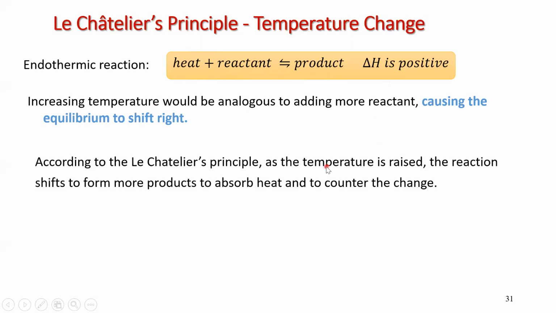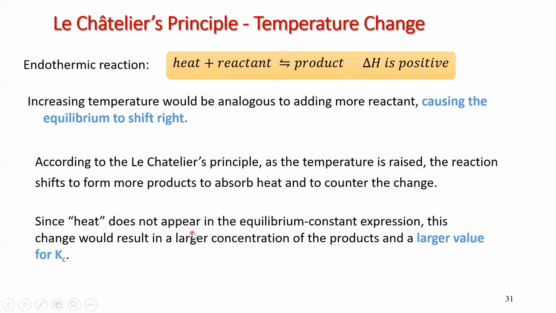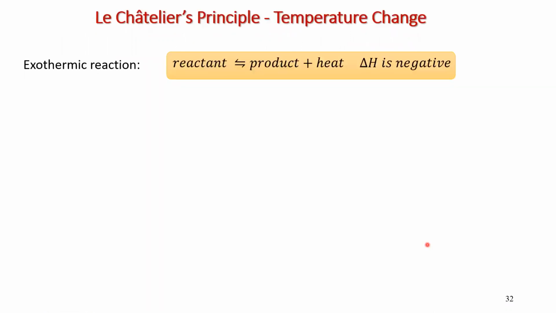As the temperature goes up, the reaction shifts to form more product that absorbs the energy. It essentially counteracts the change in temperature that we apply. Since heat does not appear in the equilibrium constant, as we increase the temperature, we're increasing product, decreasing reactant, and K becomes larger. Now, exothermic, just the opposite.